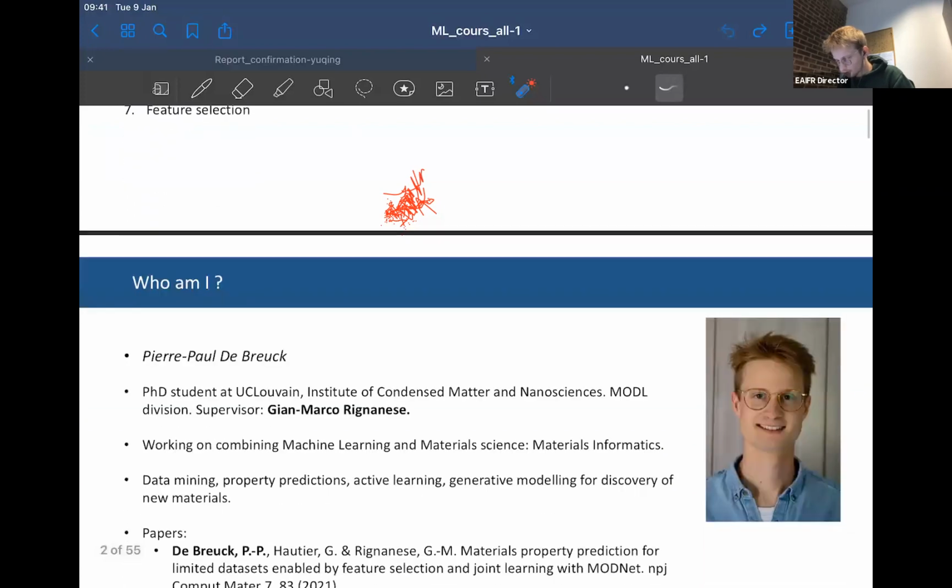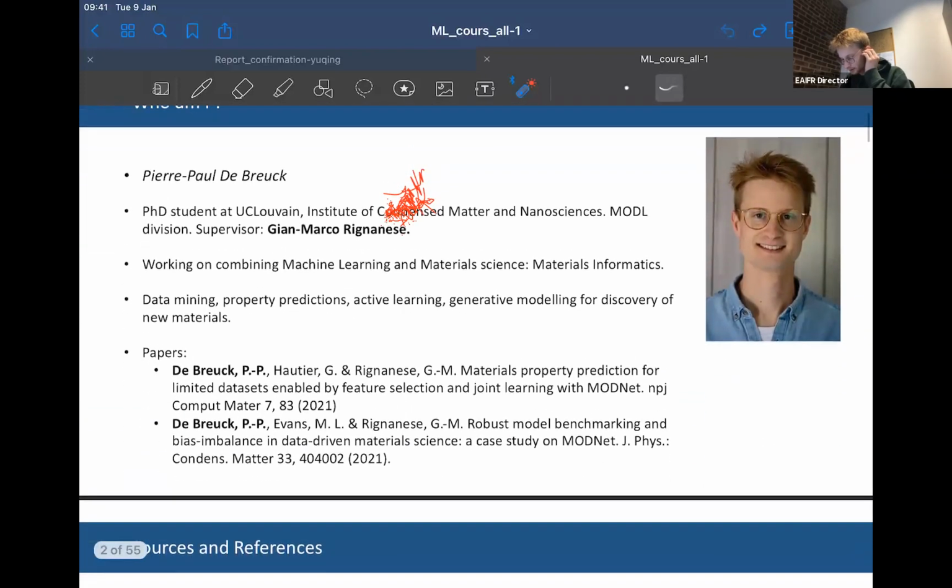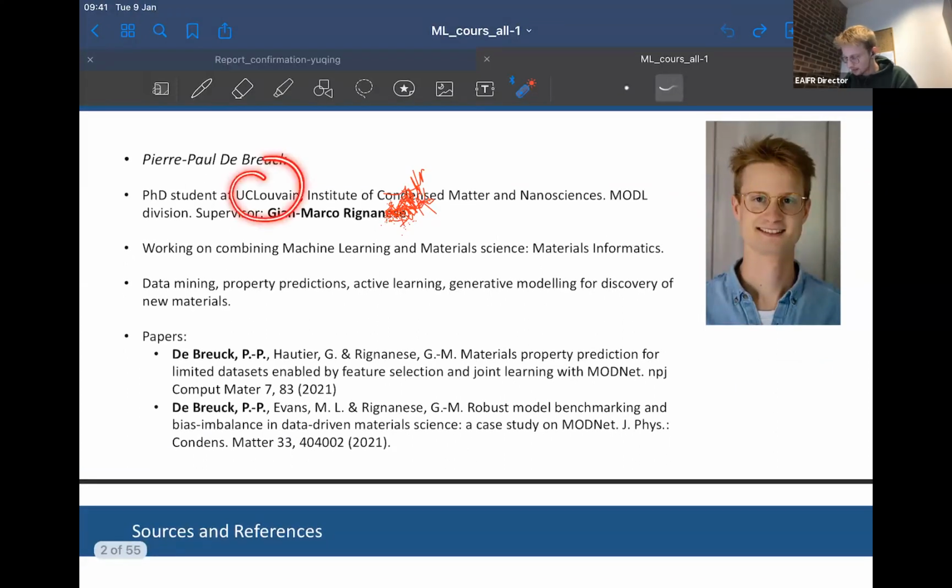Okay, so who am I? Like Ouloulou said in the introduction, I'm Pierre-Paul de Breuck. I'm from the Université Catholique de Louvain. And myself, I'm working with Gian-Marco Rignanese on combining machine learning with material science. It's often called a subfield of materials informatics.